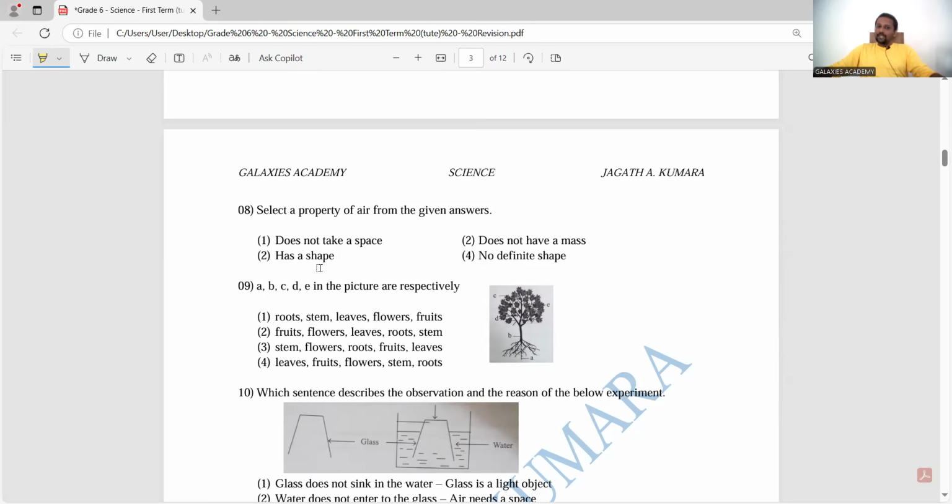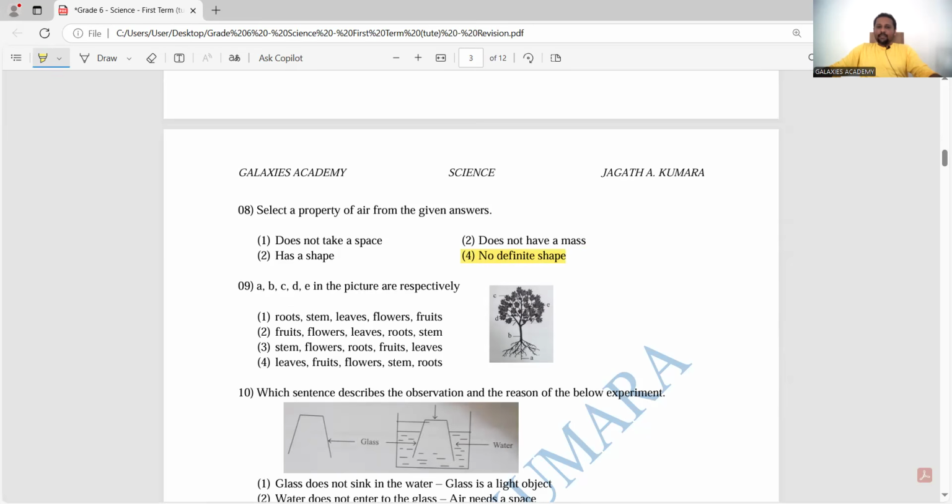Next one, has a shape. Air has no definite shape. So it is another incorrect answer. No definite shape. It is the correct answer. Right? Like those questions, you have to select more suitable answers for the questions. Right. Let's go to number 9.